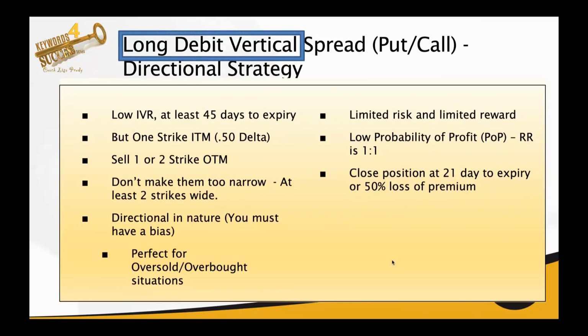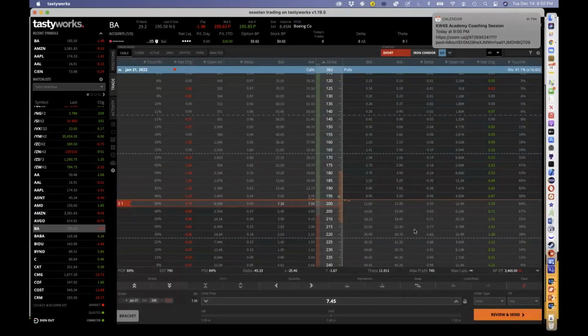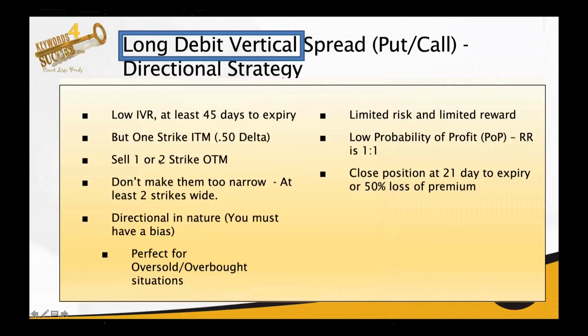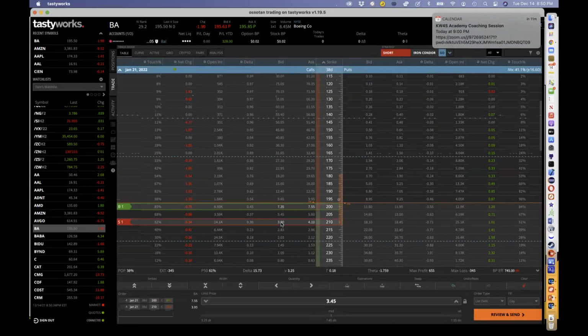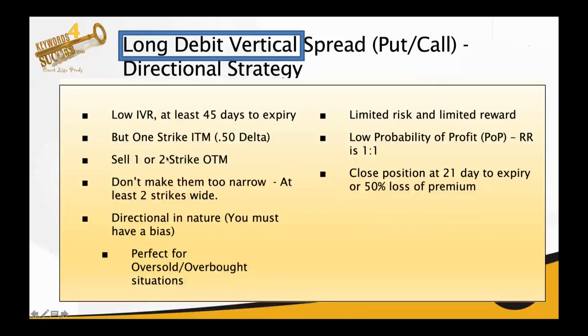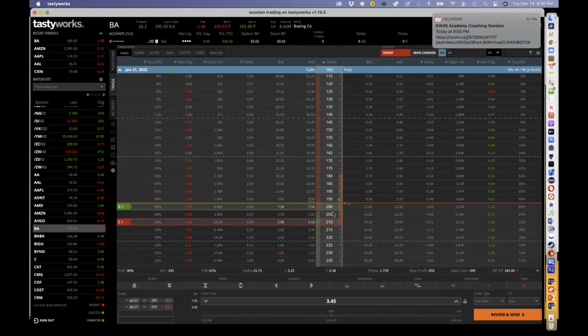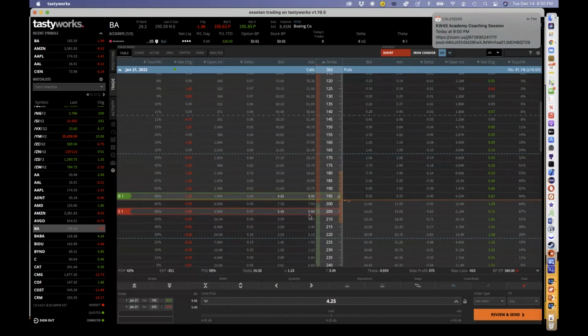No. Oh, I don't mean two contracts. What I meant was, you buy here and then you go two steps, the difference in the strike price. That's a good point. I'll fix that. I don't mean a contract. I'm saying go two strikes out of the money right here. Buy in the money and then sell two strikes out of the money.